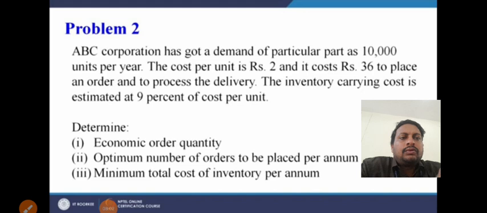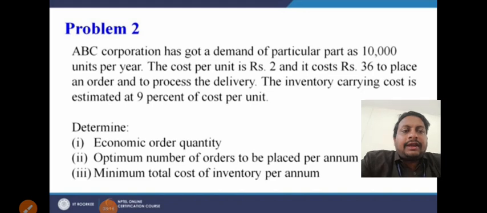So what are we going to find? Determine the economic order quantity EOQ, the optimum number of orders to be placed per annum, and the third one, the minimum total cost of inventory per annum. So here also annual demand is 10,000.